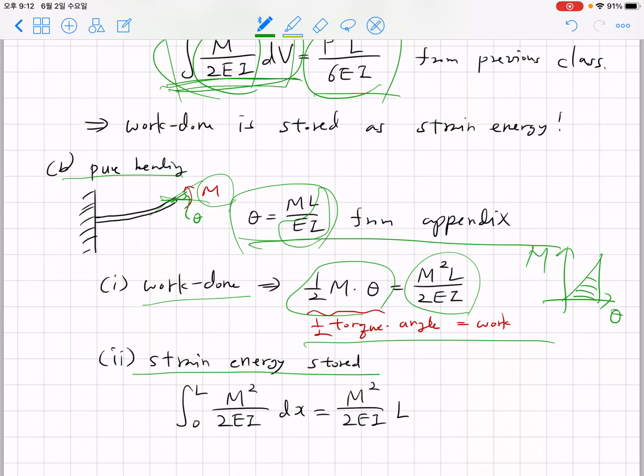Now, if you consider the strain energy stored for the entire beam under pure bending, and if you perform this integral over the entire body, as you expected, you find that the strain energy stored, calculated from the integral of strain energy density, turns out to be the same as the work done at the end of the beam. Okay, so this is the so-called equivalence between work and energy, and using this work-energy equivalence, you can obtain the deflection due to a force or loading applied on some point of the structure.